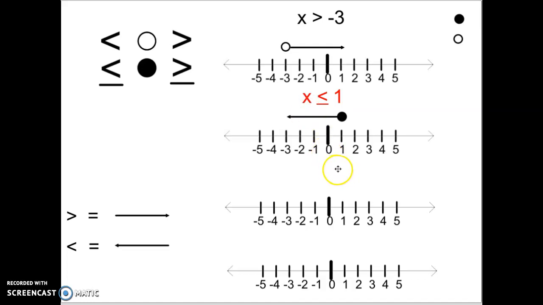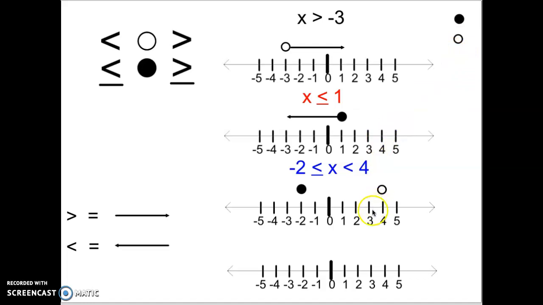Now, let's make it a little more complicated. What if we have -2 is less than or equal to x, which is then less than 4? Well, the less than or equal to -2 means we need a filled in dot because -2 is included. So we'll put a filled in dot there. The less than 4 is not included, but all the numbers to the left will be included.